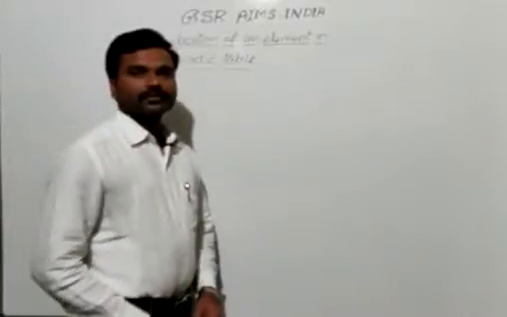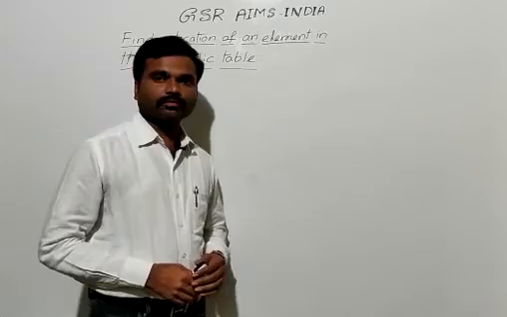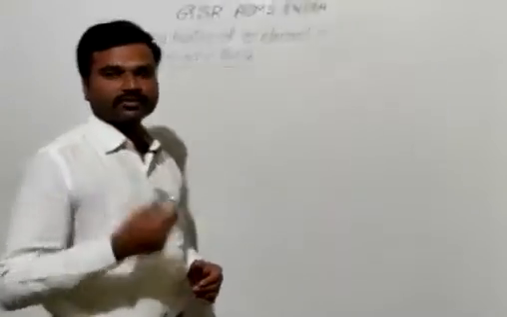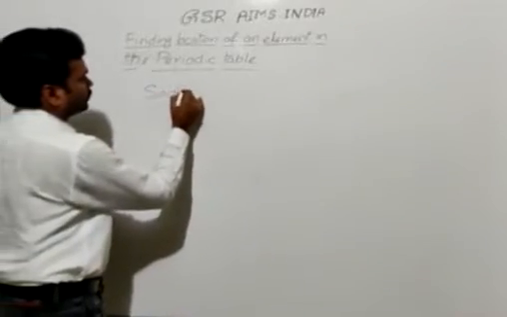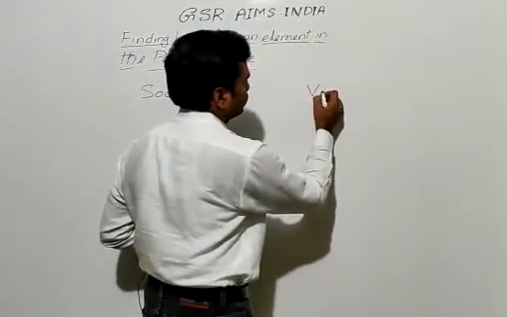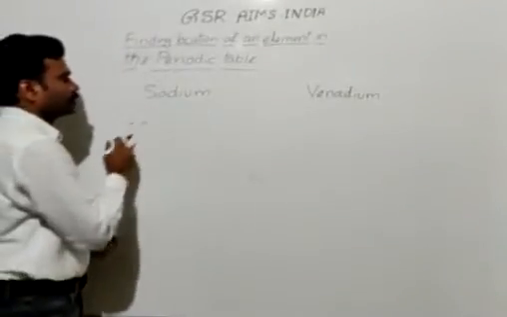Hello friends, in this section we are going to discuss finding the location of an element in the periodic table by using its electron configuration. For this, let us take two simple examples. One of them is sodium, and let us take one more element, vanadium.